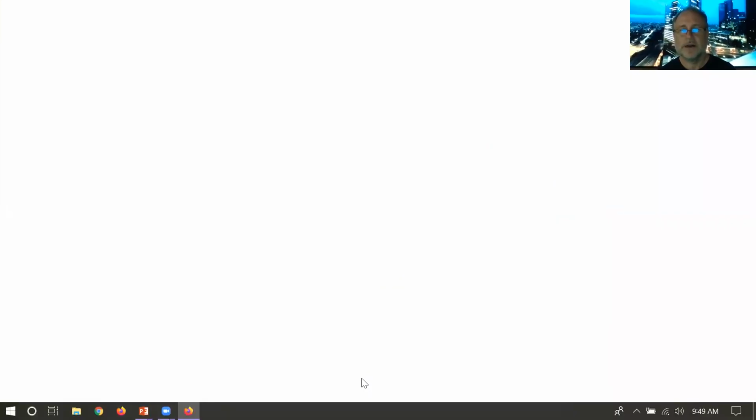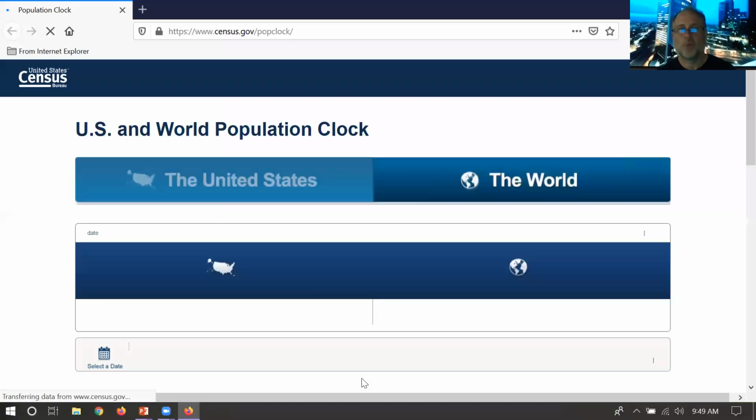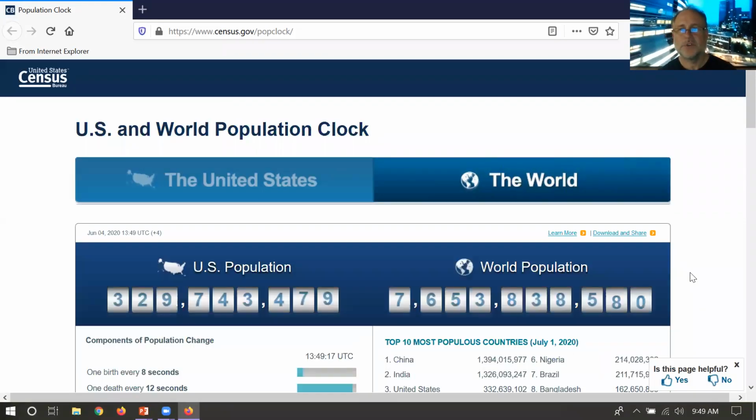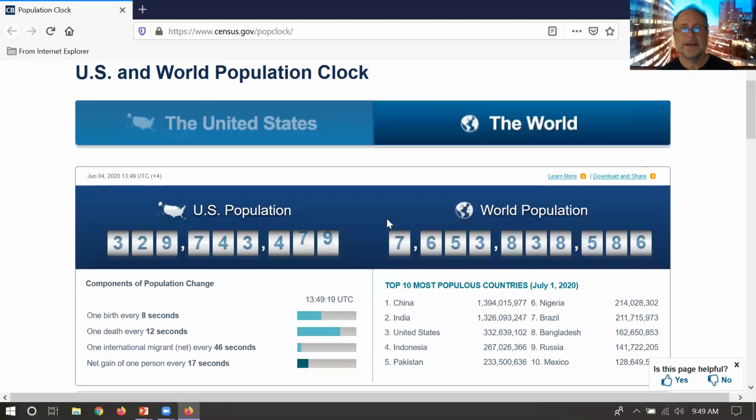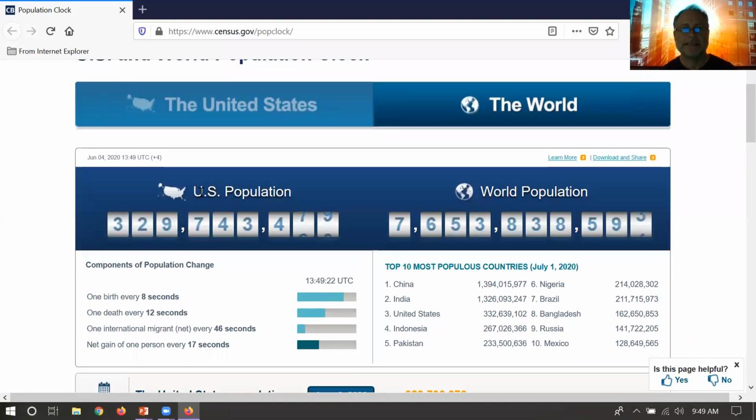I want to show you the US Census Bureau's website. They have two really neat things. On the left-hand side of the screen, we are looking at the estimated population of the US on June 4th, 2020 at about 9:50 a.m. The estimated population is 329,743,481. And you can see that there is one birth about every 8 seconds.